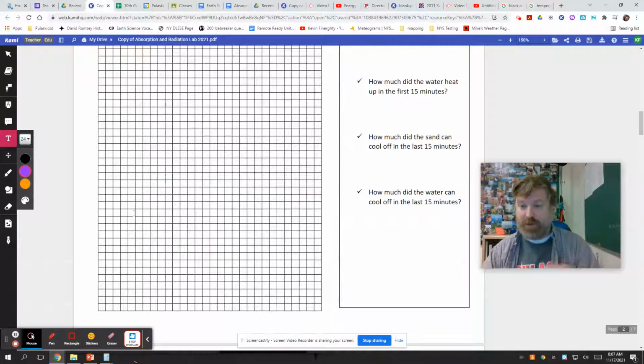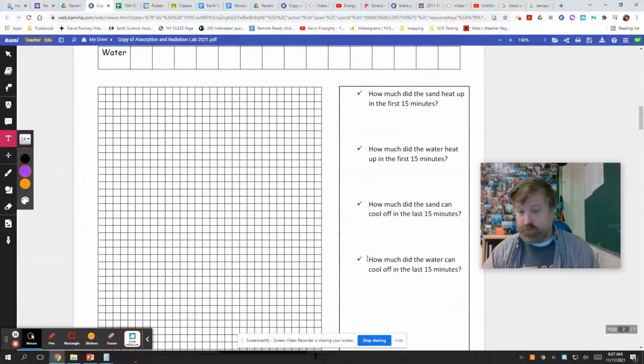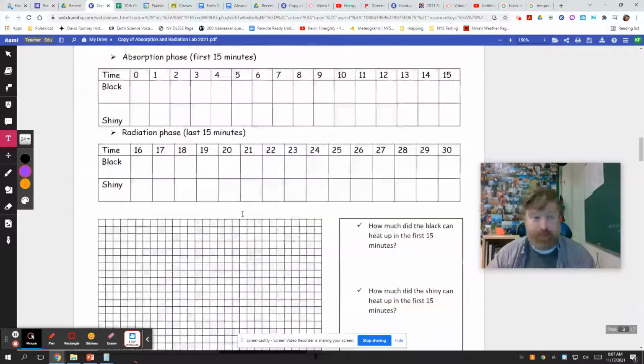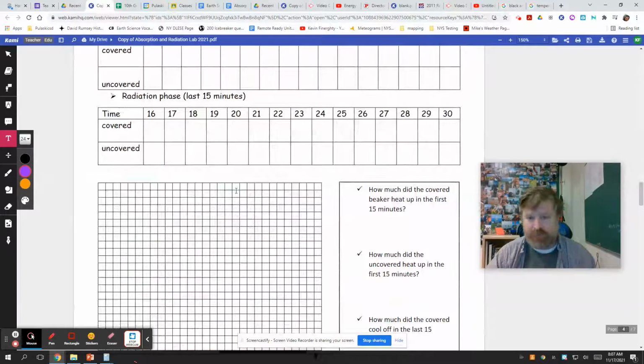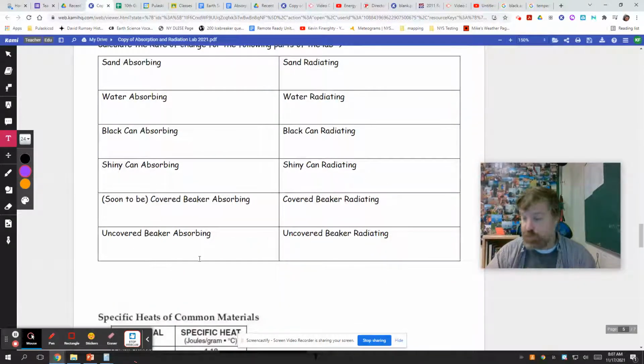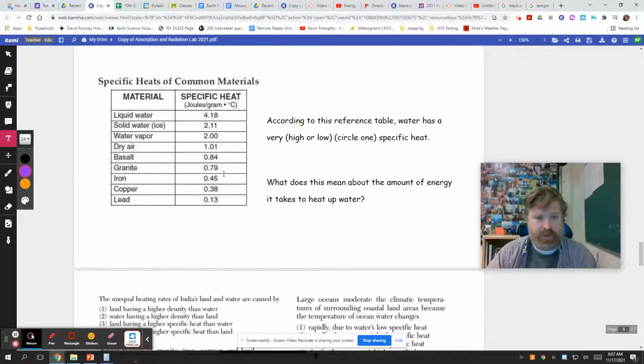If you're struggling with that, let me know. Let's work it out. These numbers you should have done in class. How much did the sand go up, water go up, sand go down, water go down? But you could also still figure them out now. Same thing for black versus shiny. Same thing for the covered versus uncovered one. Rate of change problems, you should have done that already up there in the survival guide. And let's talk specific heat real quick, and then the bell's going to ring, and we're off and running.